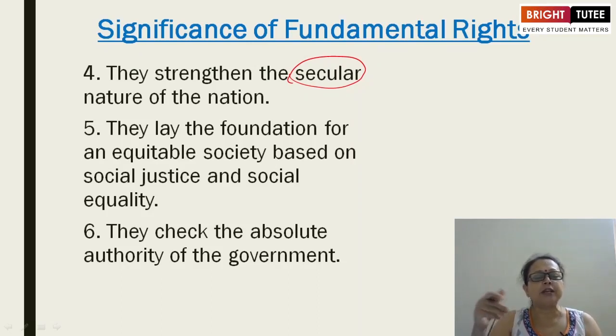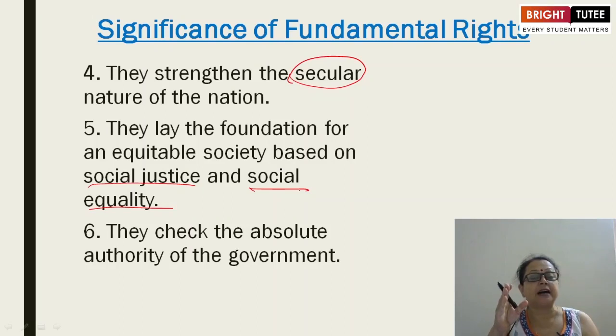They lay the foundation for an equitable society based on social justice and social equality. It also gives the foundation for an equitable society, with equal status in society. No one can be discriminated against on the basis of their caste or creed.